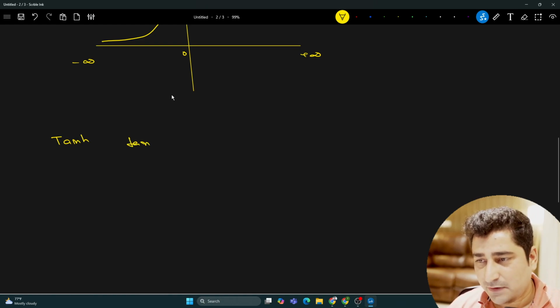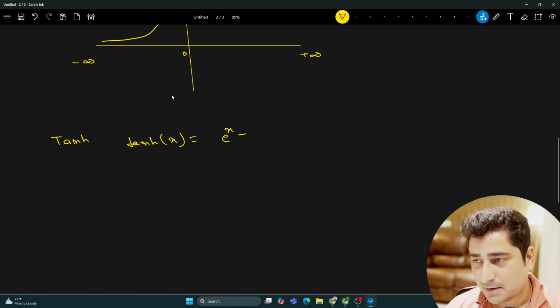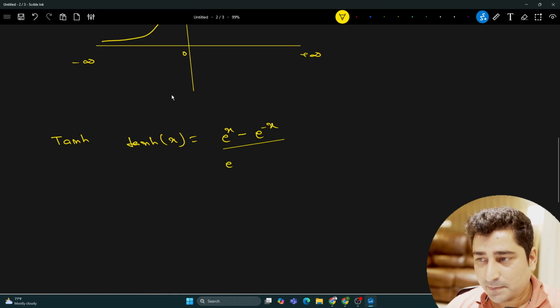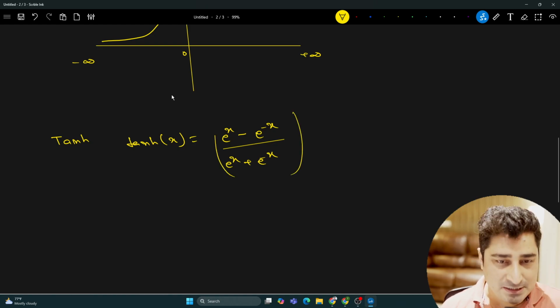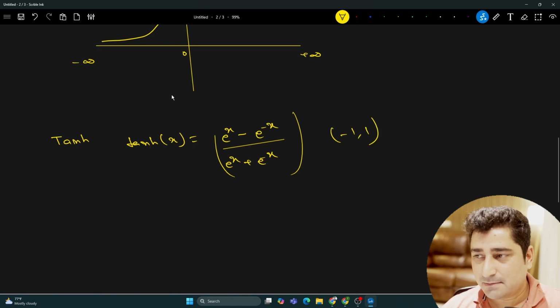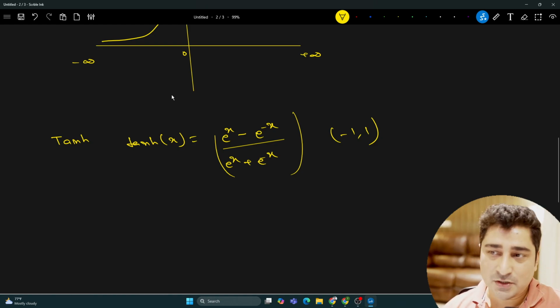For any given input x, your output is going to be e to the power x minus e to the power minus x, divided by e to the power x plus e to the power minus x. This is the formula of a hyperbolic tangent. It will always try to give you an output between minus 1 and 1, no matter what the input is.